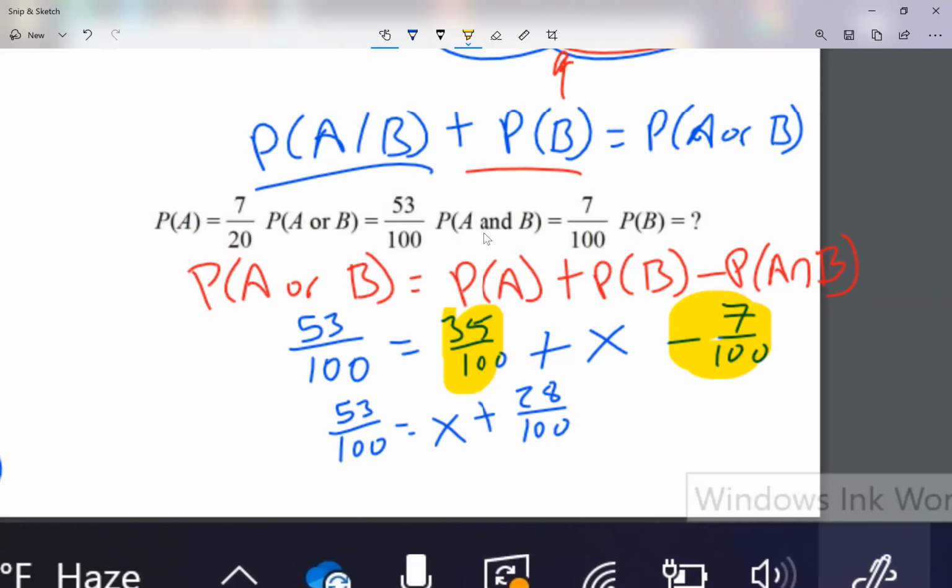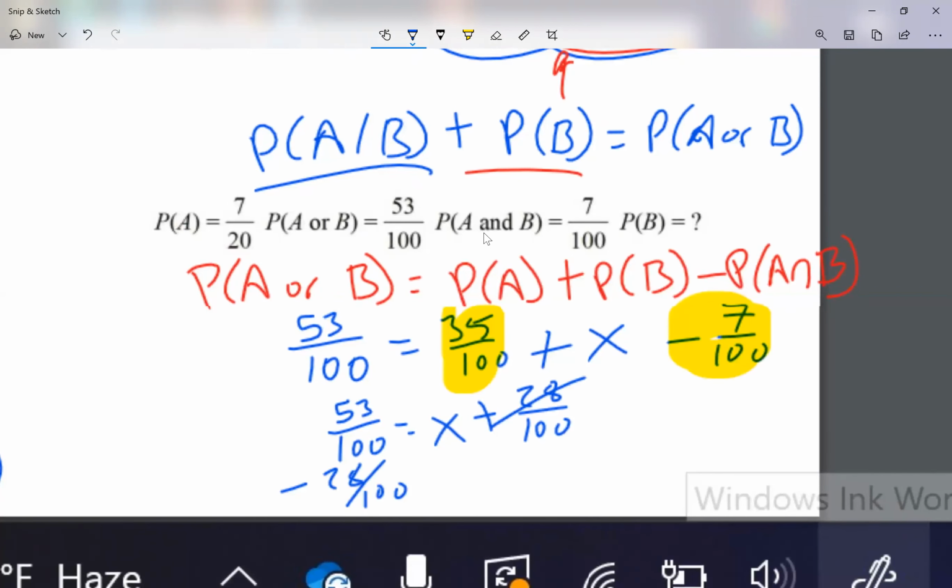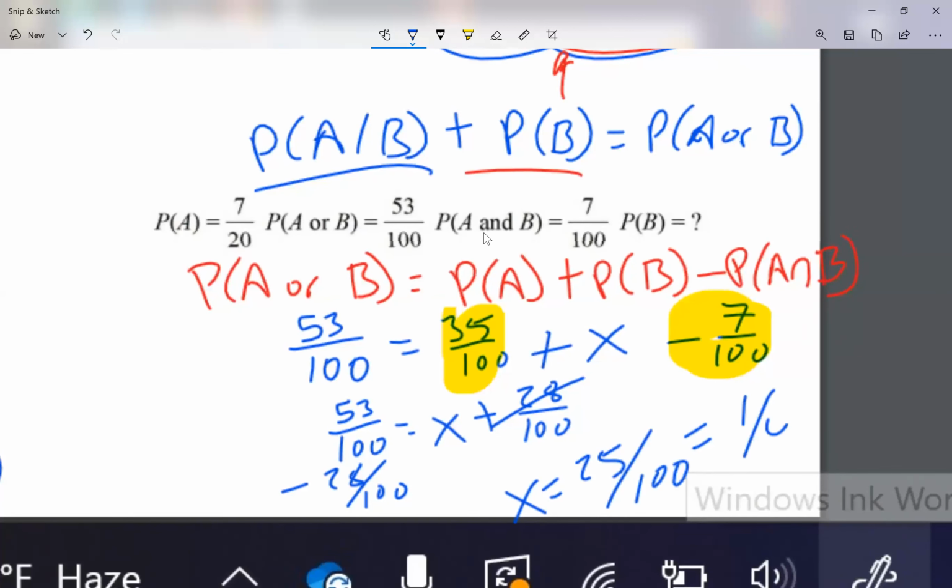I moved my first fraction over 100 because I was going to combine fractions. I needed a common denominator. Now let me subtract. So minus 28 over 100. I know 53 minus 28 is 25. So that means that x is 25 over 100, better known as 1 over 4, which is also known as 0.25. Good. Fraction or decimal.